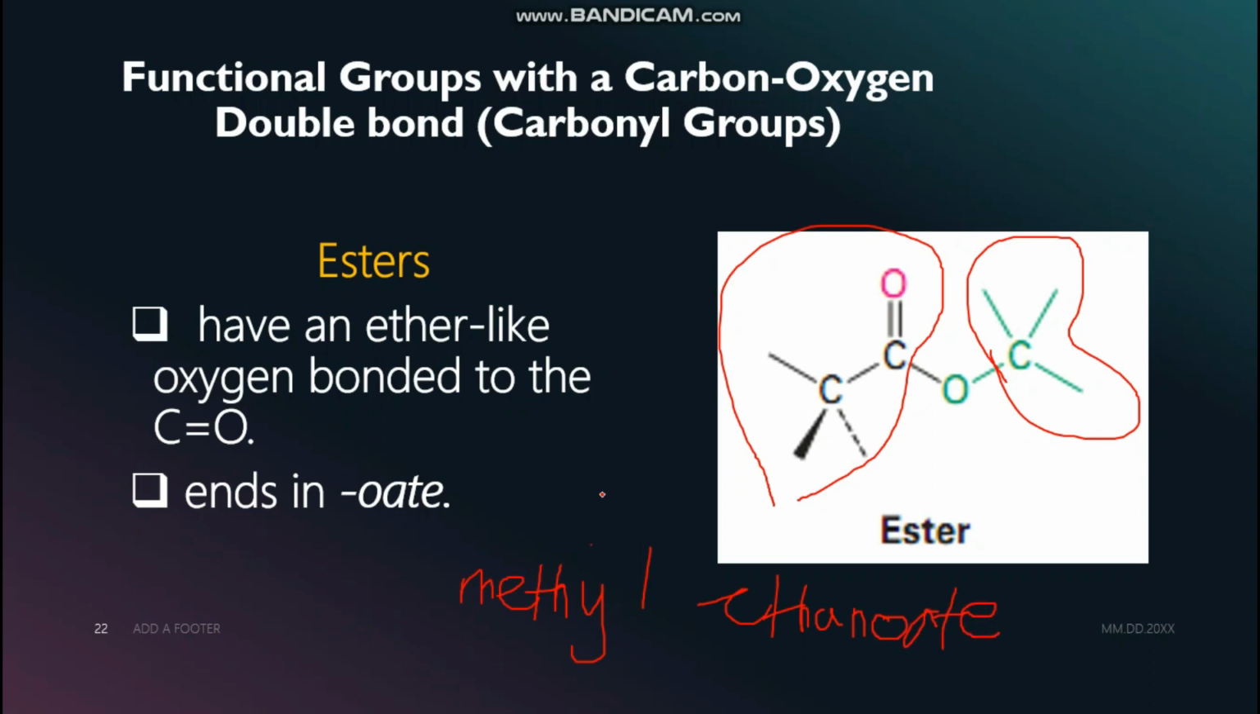Ethanoate. Okay? So, yung methyl, that's the group that is bonded to the oxygen. So, the ethanoate is the parent chain kung saan nakabond yung ating mga carbons doon, kung ilang carbons yung nakabond doon sa ating carbonyl group, including the carbon in that carbonyl group. So, this one is methyl ethanoate.